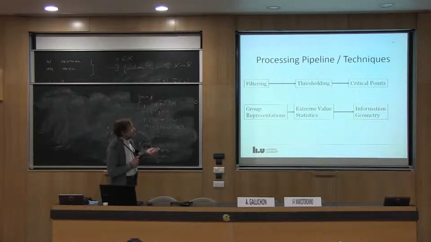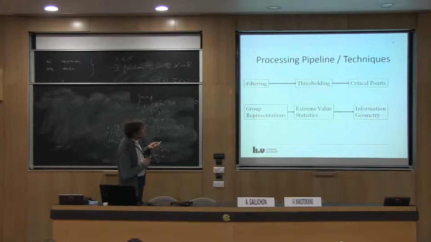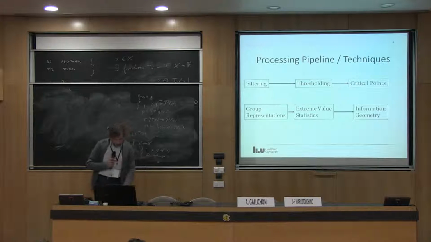So this is the pipeline that I want to describe here. In the first step, I will talk about filtering, and then I talk about thresholding, and then I talk about finding critical points here. And the first part here with the filtering in theory corresponds to group representations. Thresholding is linked to extreme value statistics, and then the critical points here are related to information geometry.